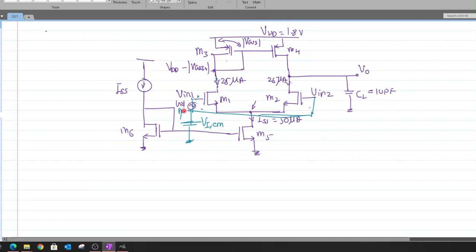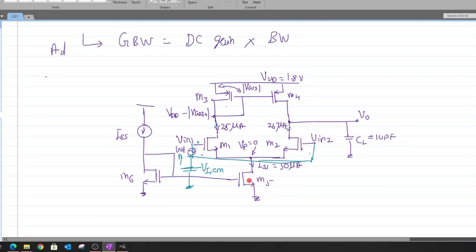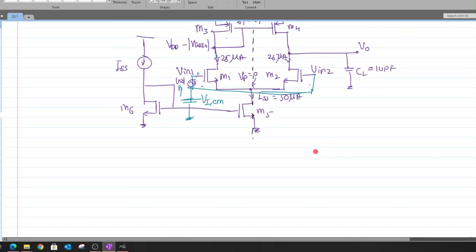In order to derive the transfer function, I'm going to use the small signal model. Clear? Yeah. So I can assume that this particular node, which we generally call VP, is a ground, and then derive the transfer function. Considering the circuit to be symmetric across this line of symmetry, I'm going to apply this VID completely to the gate of my M2 transistor, and then calculate the transfer function between VID and VO.